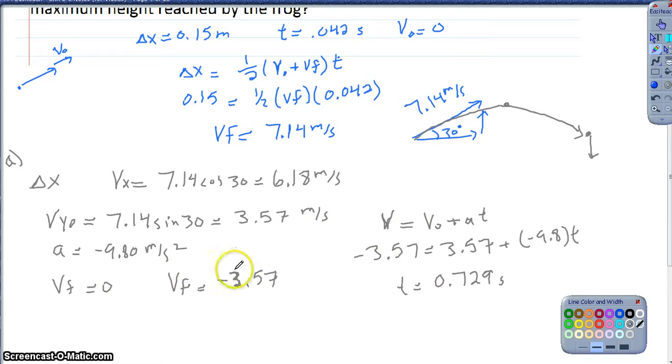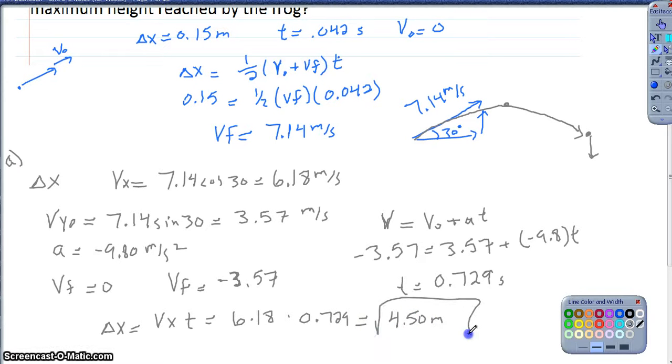So finding the time is hopefully not a bad process. Just define your final velocity at either the top or at the end of the path. Now that I have the time, finding delta x, just like our last problem, example 1, is pretty easy. I take my horizontal velocity, 6.18, times the time, 0.729, and that tells me he jumps about 4.50 meters horizontally. So I've got the horizontal displacement.